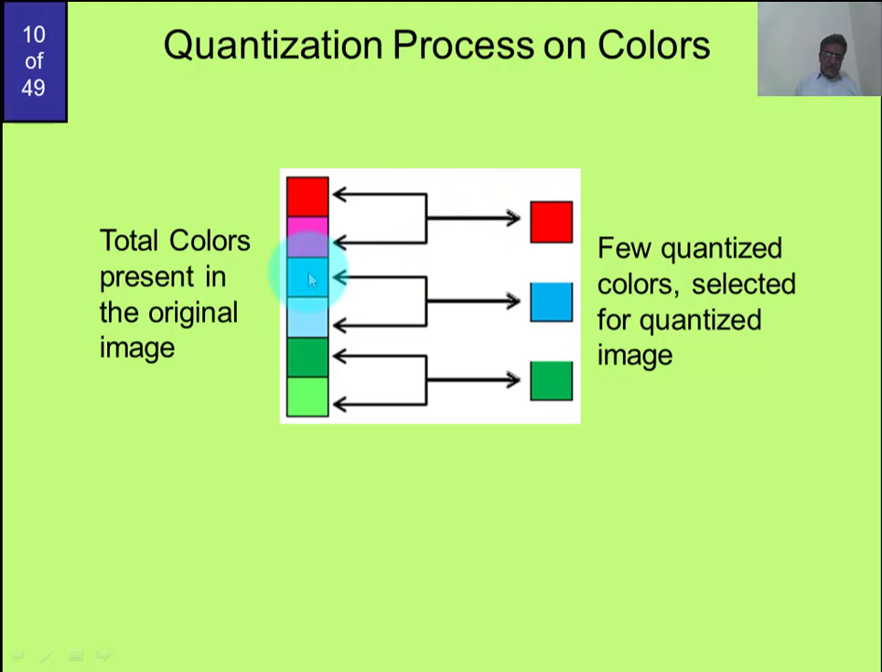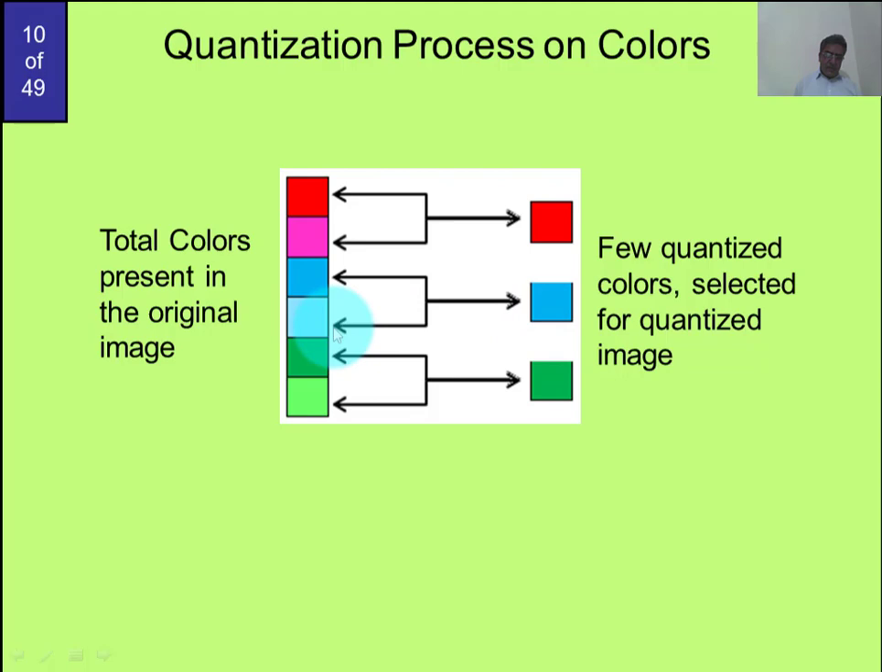Similarly, these two colors are also very near to each other and have bluish color in both the pixels. So all the pixels having blue color will also have blue color, and the pixels which have cyan color will also be converted into blue color.